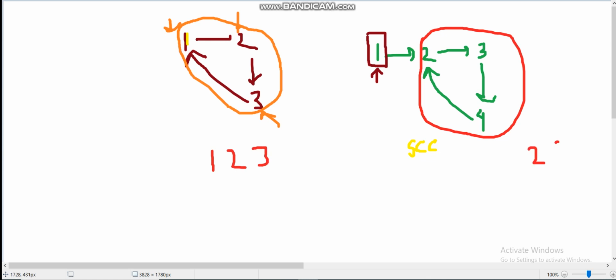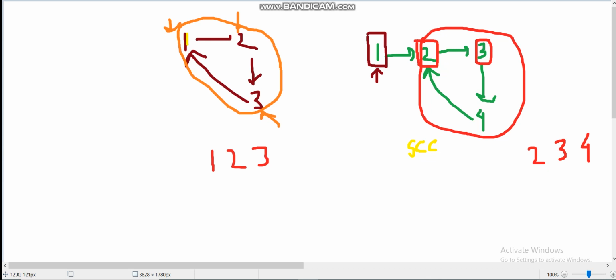So I try to figure out the strongly connected components in the graph. Any strongly connected component is a part of a cycle, because if we can go from any node to any other node of the strongly connected component, it means that we are in a cycle. Okay, I hope you have understood what I am trying to say. So 2, 3, 4 are a strongly connected component and also part of a cycle.